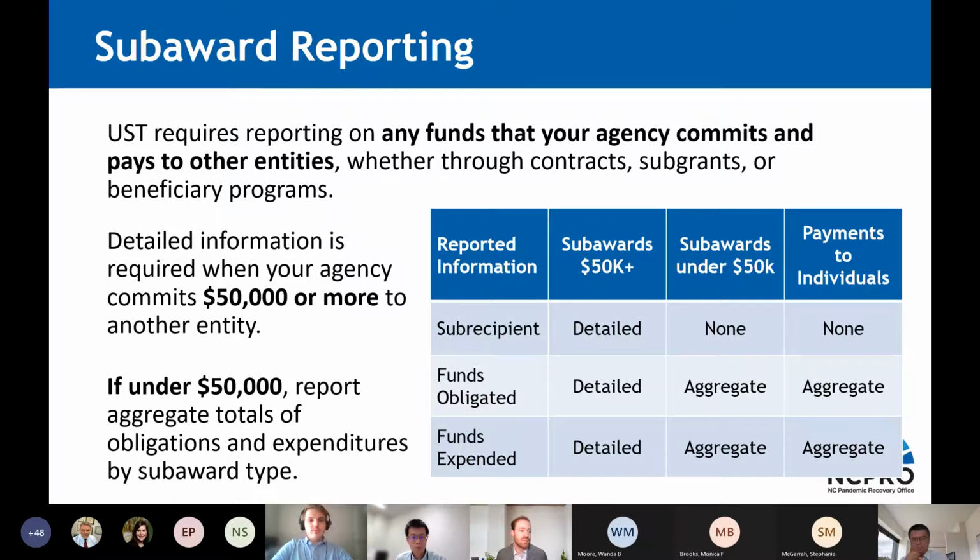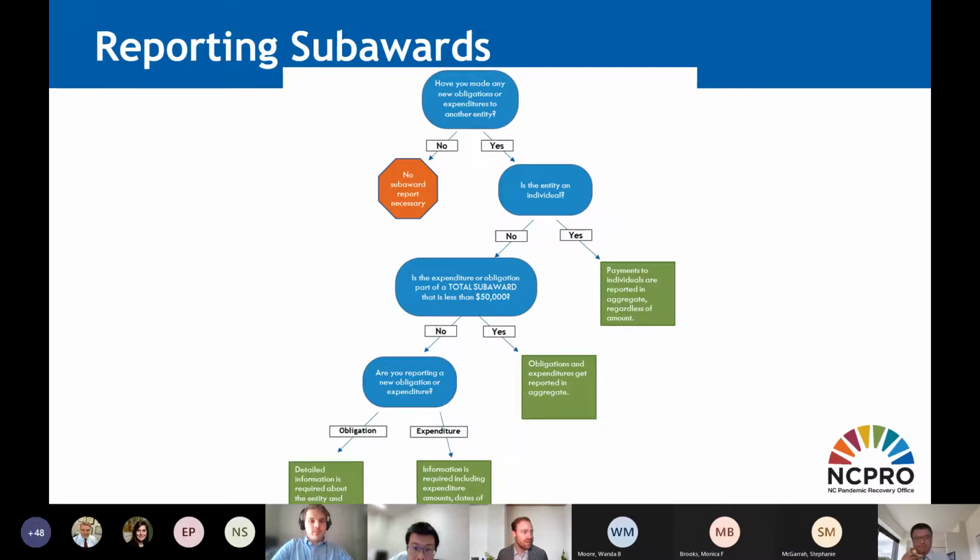And here with this table, you can see what the nature of the information is that's required, depending on how much is being paid out and what the entity is. I'm going to reiterate this several times. Payments to individuals, including payments to sole proprietorships, get reported in aggregate, regardless of their relation with the $50,000 threshold.